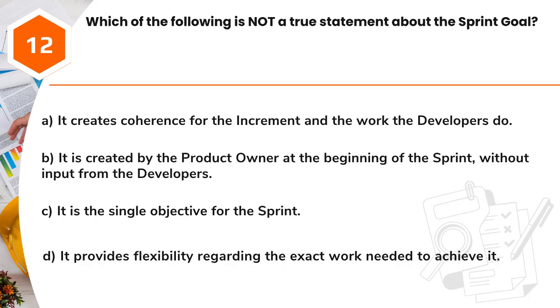Question 12. Which of the following is not a true statement about the sprint goal? A. It creates coherence for the increment and the work the developers do. B. It is created by the product owner at the beginning of the sprint, without input from the developers. C. It is the single objective for the sprint. D. It provides flexibility regarding the exact work needed to achieve it.